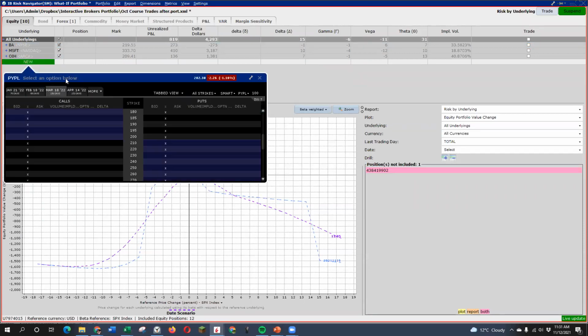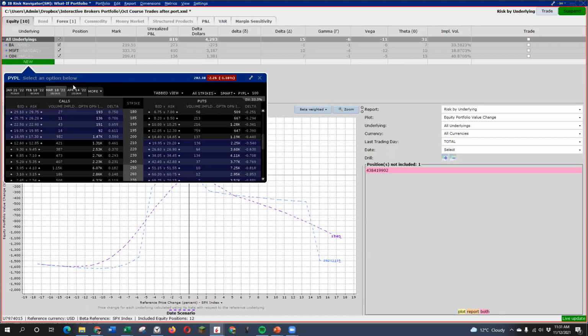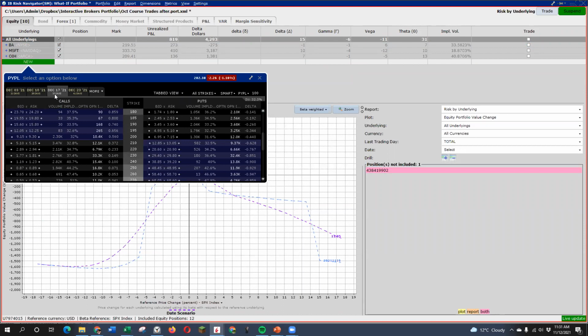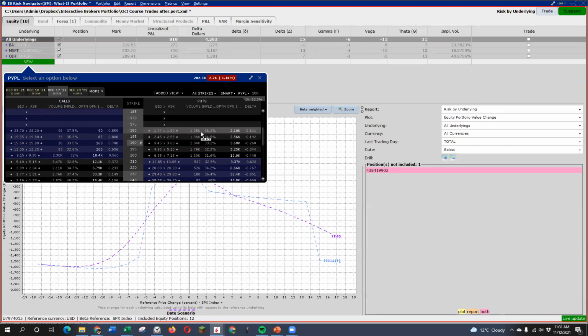So PayPal, December, 35 days. That's a pretty good example time frame. Remember, once we get down to 21 days, 3 weeks, that's getting a bit too short term for me anyway.